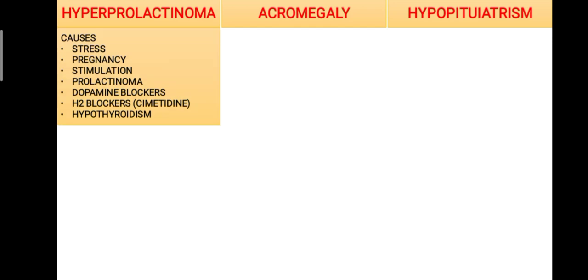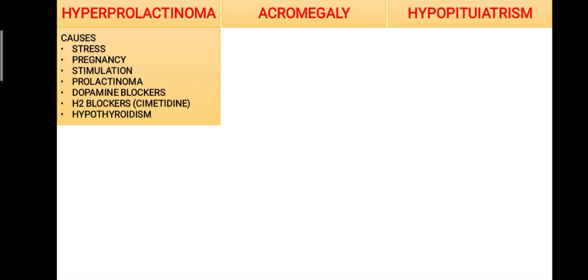Even just a simple stress can cause more release of prolactin. And pregnancy, we all know that after the pregnancy there is lots of prolactin release, which is used for milk production. But even during the pregnancy, some patients can have an increase in the level of prolactin. The next cause would be nipple stimulation causing galactorrhea. And we also have prolactinomas, that is prolactin secreting tumors in the pituitary.